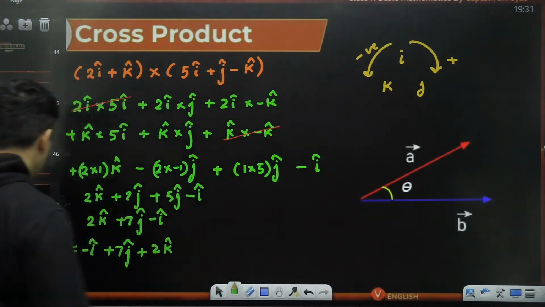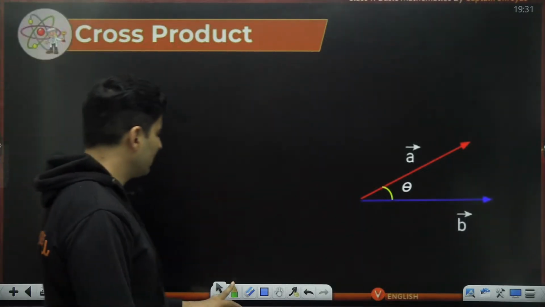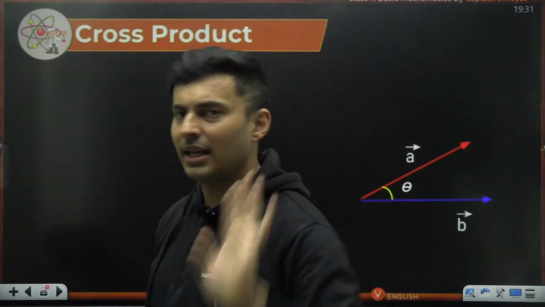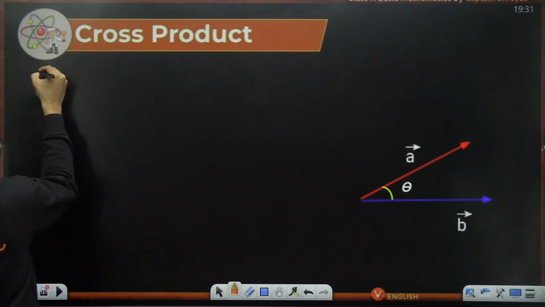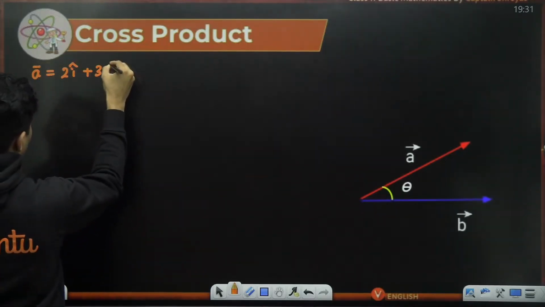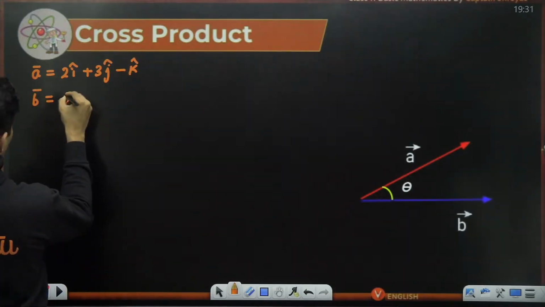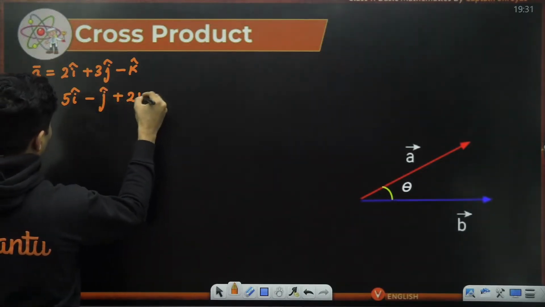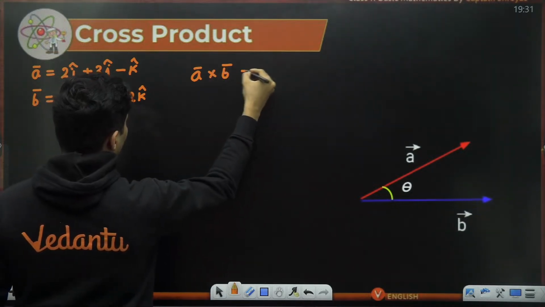And that is by using determinants. Just like you solved determinants. Some of you might have learned this in maths. If you have not learned, don't worry. Forget the word determinants. Just remember the technique. So say for example, you have A as 2i cap plus 3j cap minus k cap, and B vector is 5i cap minus j cap plus 2k cap. And you have been asked what is A cross B equal to.